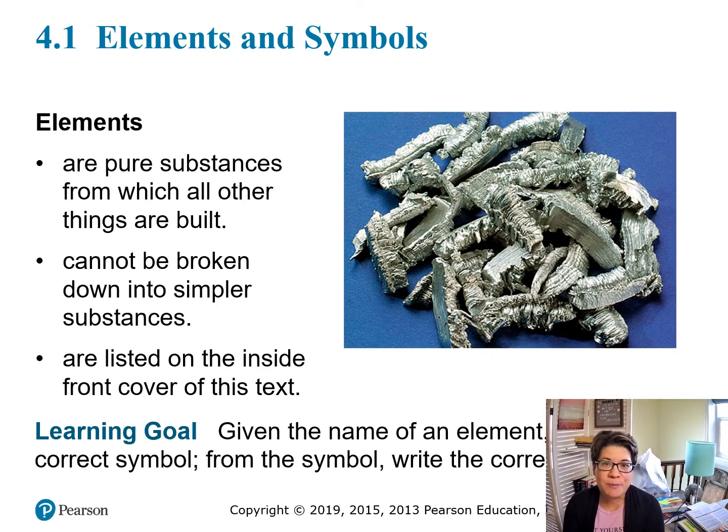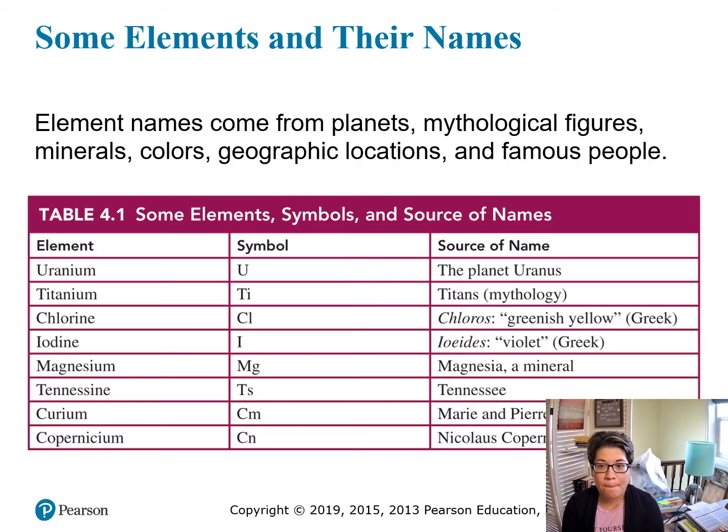Okay, our first term is element. So this is one term that you'll want to write down and know. Elements are pure substances. They're all made of one type of atom, like a chunk of aluminum foil, and they can't be broken down into anything simpler. You can break them down into individual atoms, but you can't break them down into different atoms. So they're all made of the same thing.